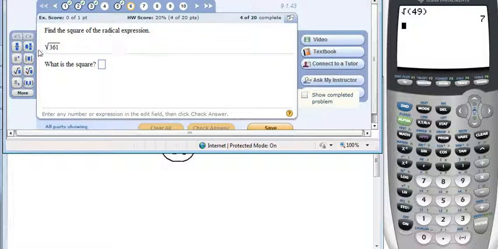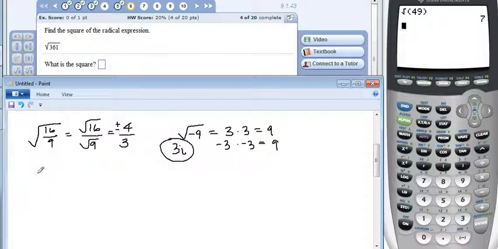All right. Find the square of the radical expression. Okay, you have to read these directions really carefully. What does that mean? Well, it means you're squaring this. Whenever these two things match, they wipe each other out. So the square root of a square is itself, and the cube root of a cube is itself, and so on. Okay, so this is just equal to 361.